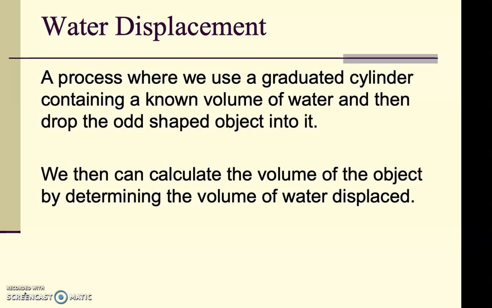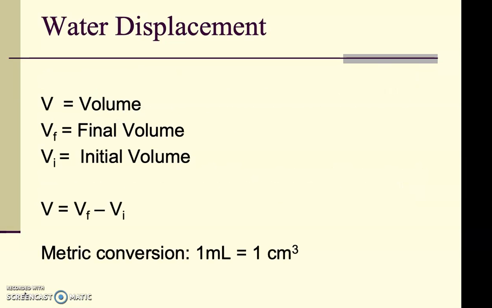Water displacement is a process where we use a graduated cylinder containing a known volume of water and then drop the odd shaped object into it. We then can calculate the volume of the object by determining the volume of water displaced. Here are some variables we're going to look at: V for volume, Vf for final volume, Vi for initial volume. Initial volume is the volume of water you start with. Final volume is the volume that the water will rise to.